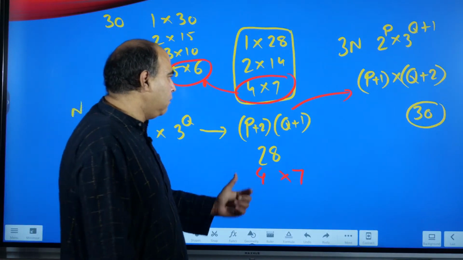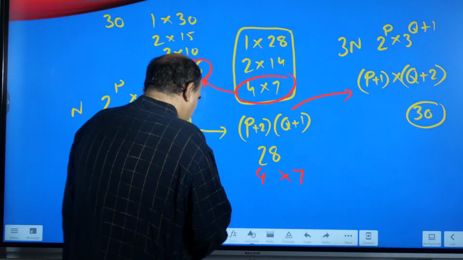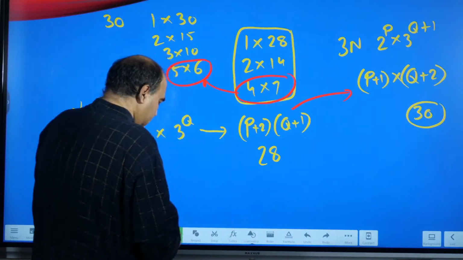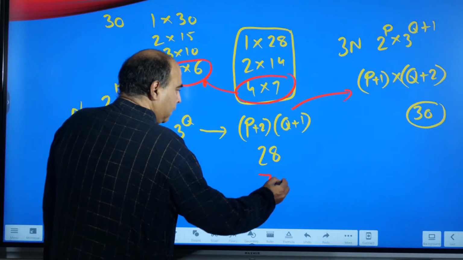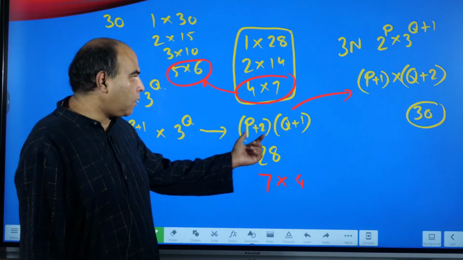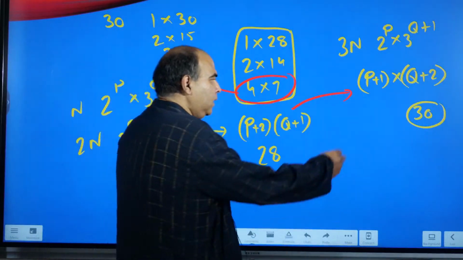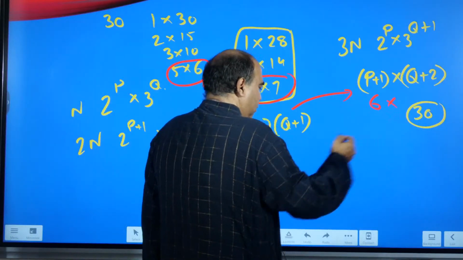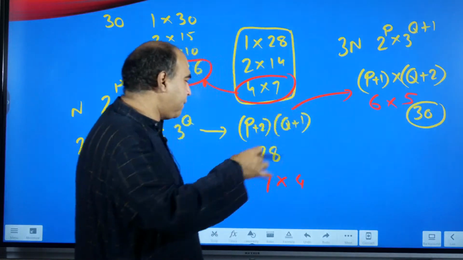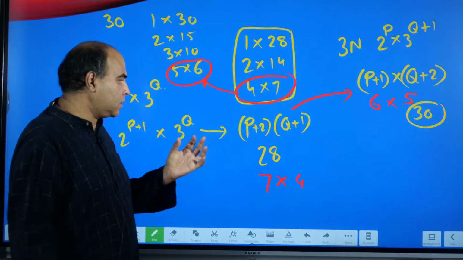7 will become not 4 into 7 but 7 into 4: p plus 2 is 7, q plus 1 is 4. And p plus 2 drops by 1 to become p plus 1, which is 6, and q plus 2 increased by 1 to become 5. So you have a perfect fit for the given conditions.